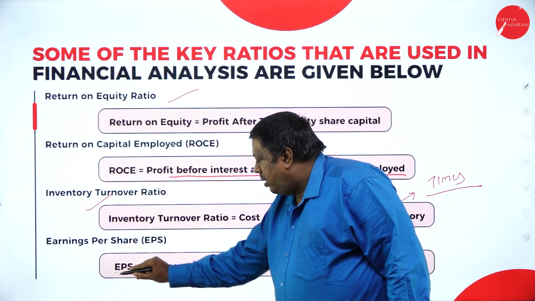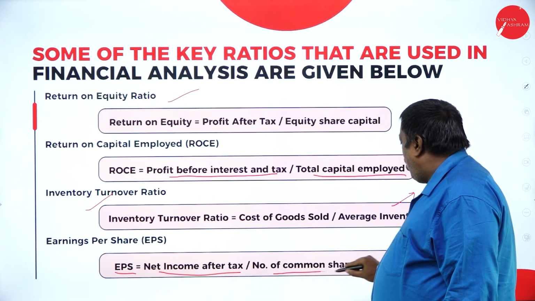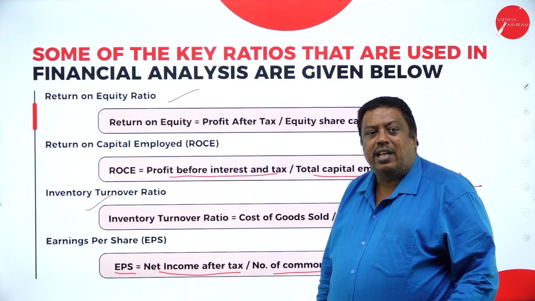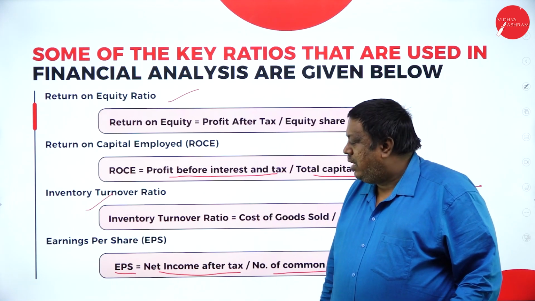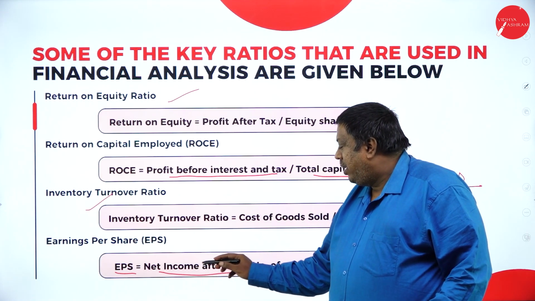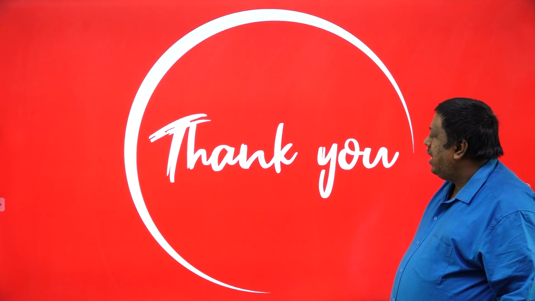And what is my earning per share? It is net income after tax divided by the number of common shares outstanding. That means the number of shares issued to the public should be taken into account. What is the net income we have here? Profit after tax, which should be divided by the number of shares in the organization.